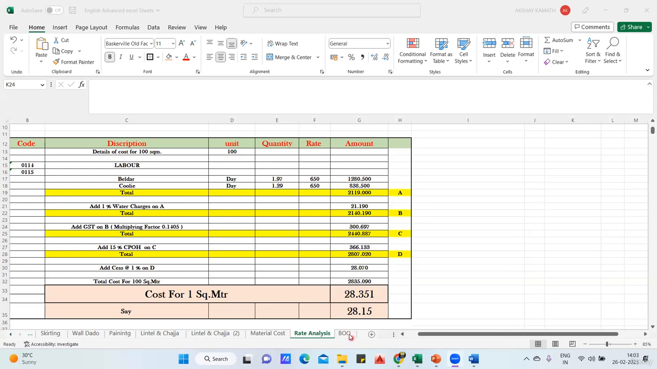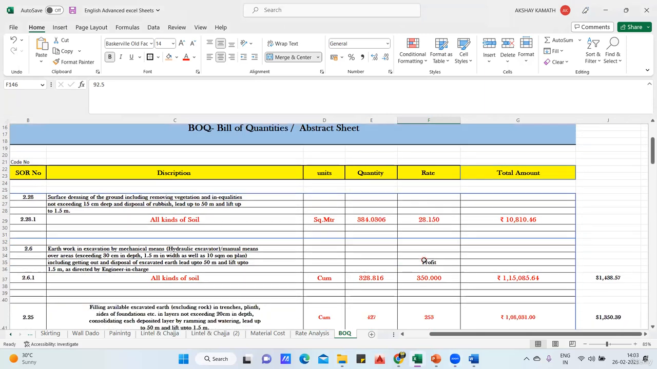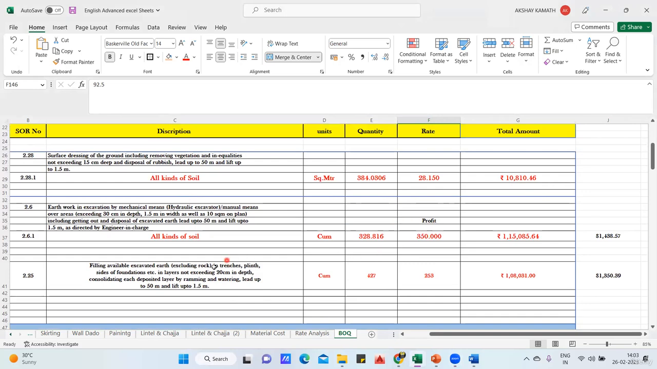Okay, so before we start with the lecture, I want to make sure that whatever I'm going to teach you now is on the rate part. So far in the previous lecture, we saw that the quantity we got, we multiplied by this rate, 28.150. Let us consider, this was the rate I multiplied. Or maybe for excavation, I took 350. Maybe for backfilling, I took 253.